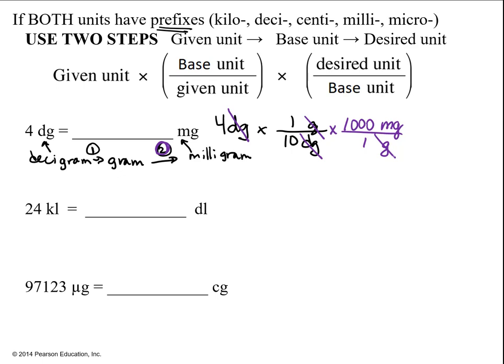So now the last question is, how do you solve this? What do I have to do? You take 4 times 1,000 divided by 10. Everything across the top is multiplied, and then anything in the denominator, you just divide by. So it ends up 4,000 divided by 10. That ends up being what? 400. 4 times 1,000 would be 4,000, divided by 10 would be 400.